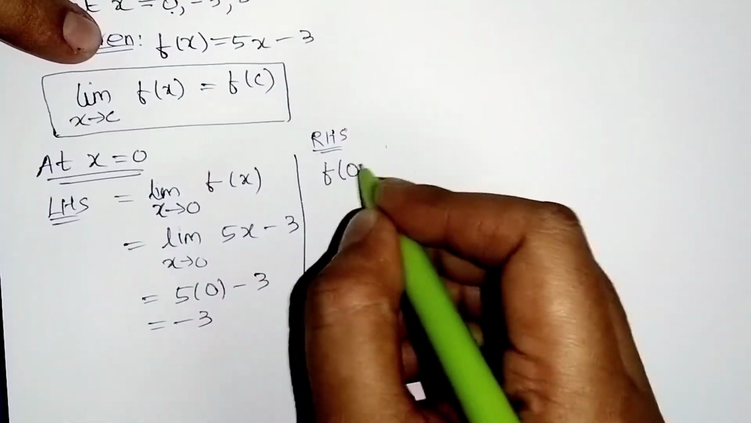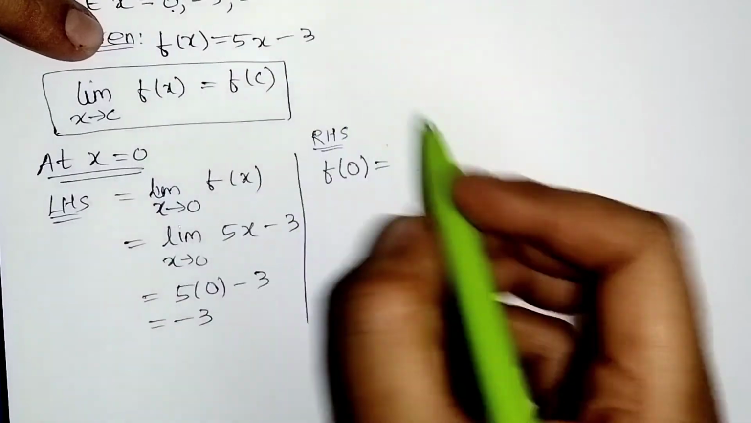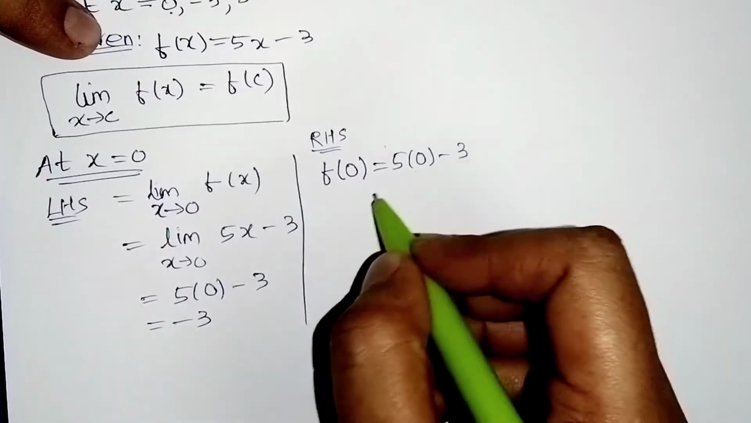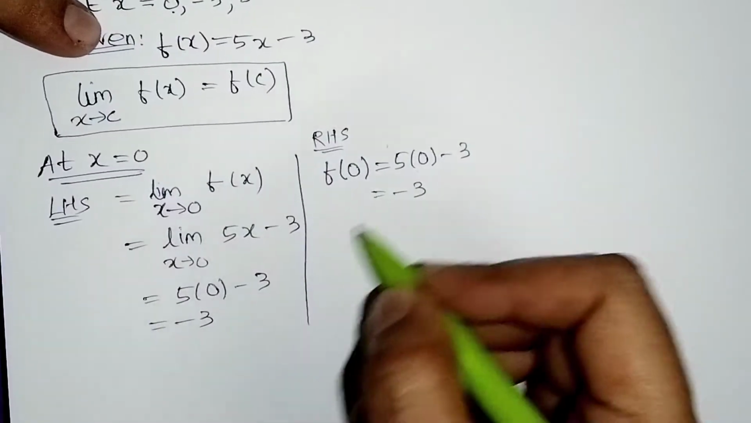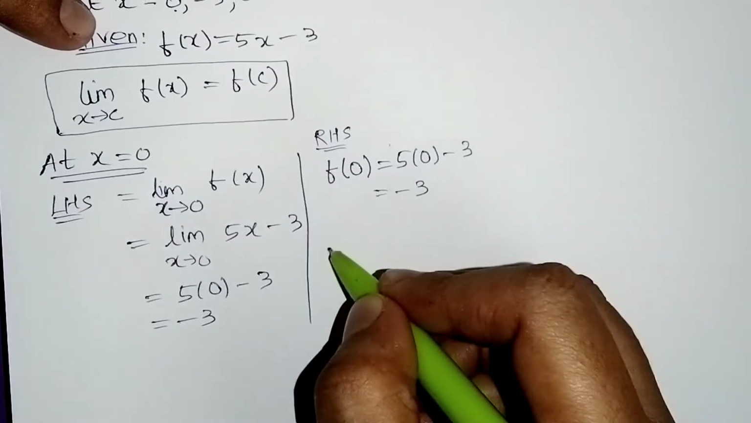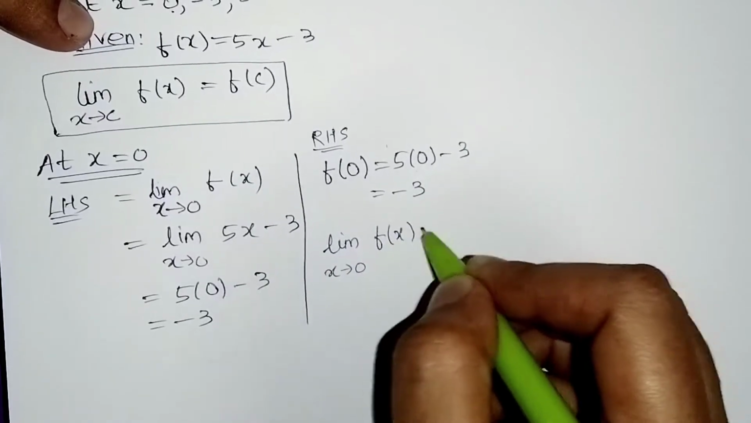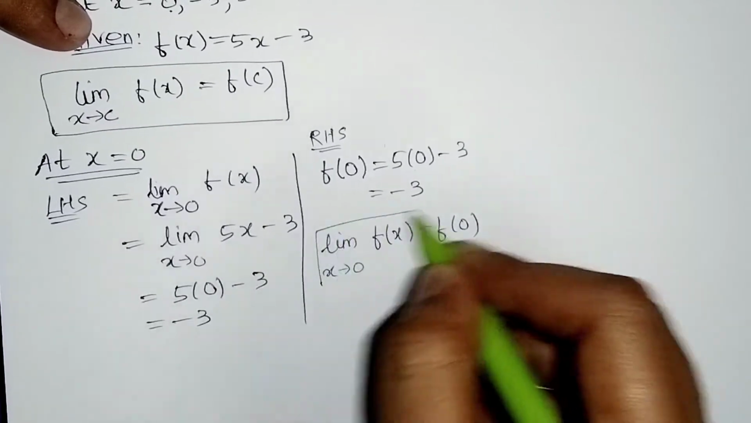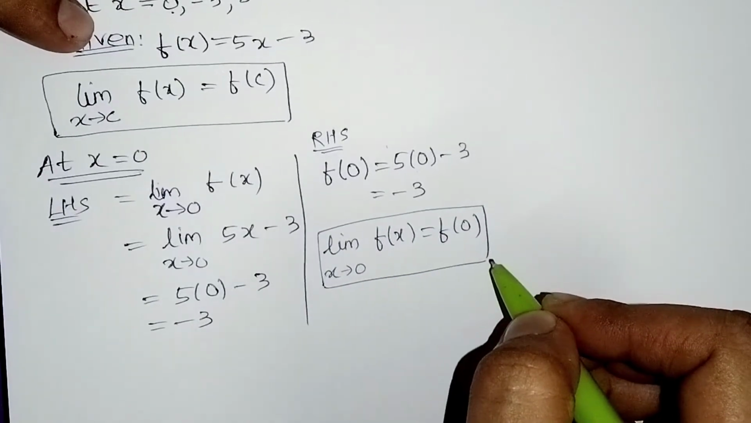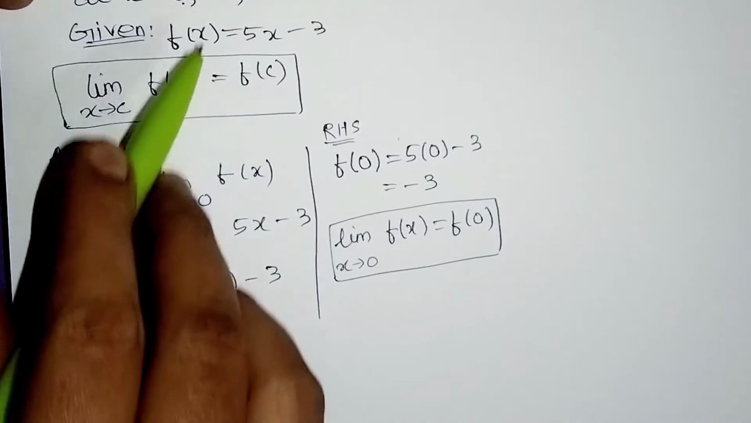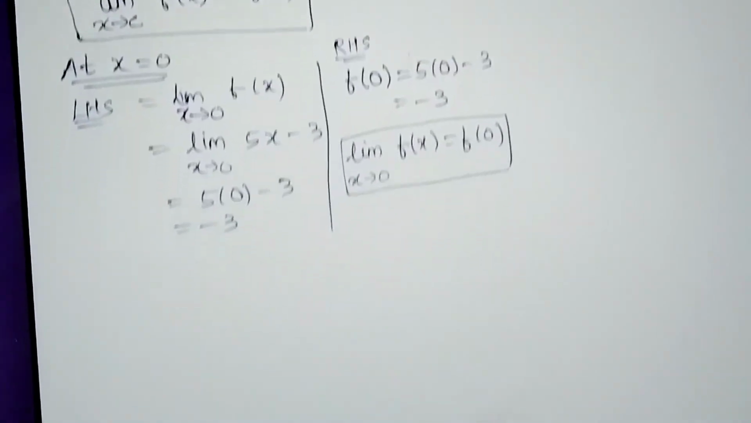So f(0) is equal to, directly substituting in the function, 5 into 0 minus 3. So 5 into 0 is 0, minus 3, we get -3. LHS and RHS values are equal, that is limit x tends to 0 of f(x) equals f(0). Since both the values are the same, the given function is continuous at x = 0. The same way we do it for -3 and 5.